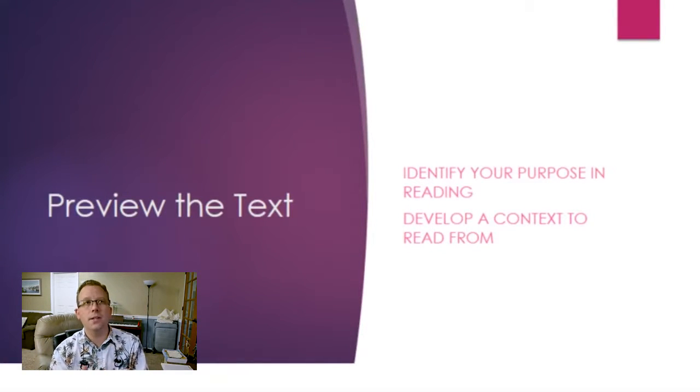Okay, when you're previewing the text, what you're trying to do is you're identifying your purpose in reading, right? You're thinking, okay, why am I reading this? What am I trying to accomplish? So that you are aware of it, right? If you are aware of what you're trying to accomplish, you're much more likely to be able to do it.